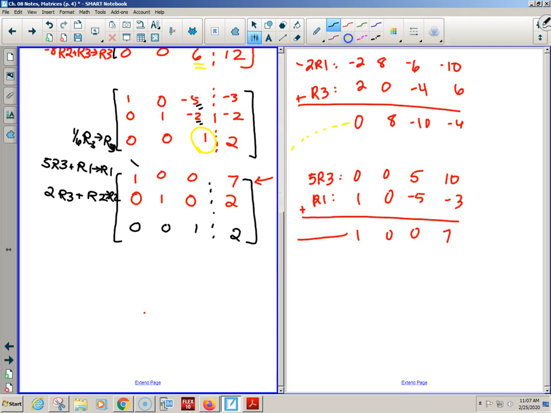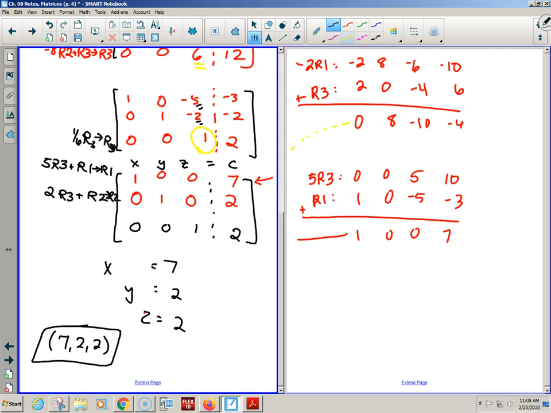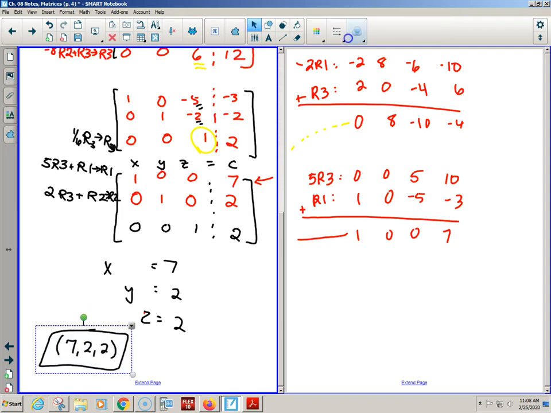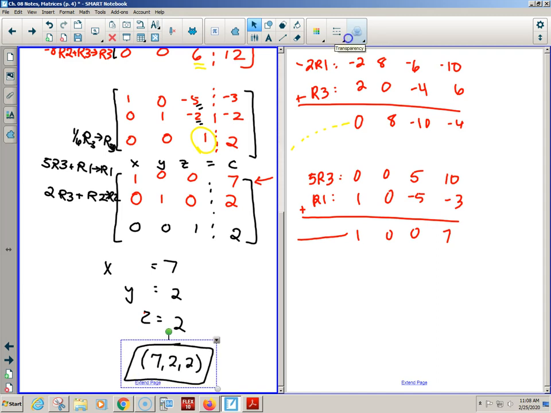Didn't this come from x's and y's and z's at the very beginning equaling constants? So don't you now have a system of equations where 1x is equal to 7, 1y is equal to 2, and 1z is equal to 2? We're done! 7, 2, 2. Oh my God. All by playing with numbers in a very legal way. But all by playing with numbers.